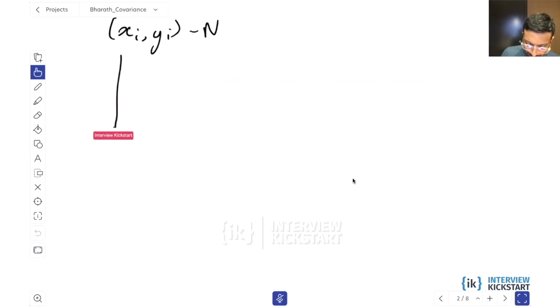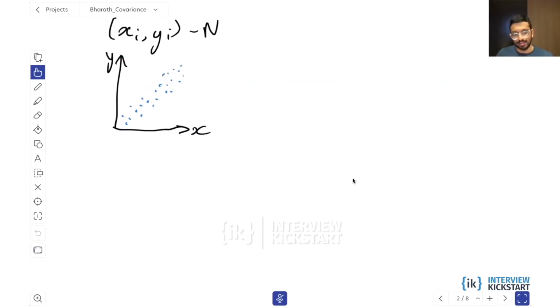So let's say we have a case that looks like this, where you have x and we have y. And we have data looking like this. So basically, for low values of x, we have low values of y. And as x increases, we see that y increases as well. In this case, it's very clear that there is a positive relationship between x and y. But this doesn't necessarily have to be the case.